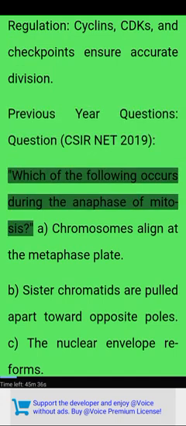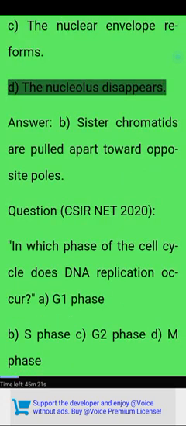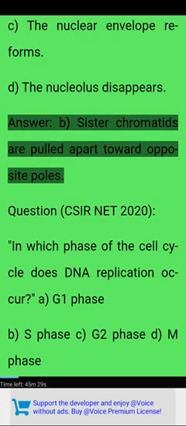Which of the following occurs during the anaphase of mitosis? A, chromosomes align at the metaphase plate. B, sister chromatids are pulled apart toward opposite poles. C, the nuclear envelope reforms. D, the nucleolus disappears. Answer, B, sister chromatids are pulled apart toward opposite poles.